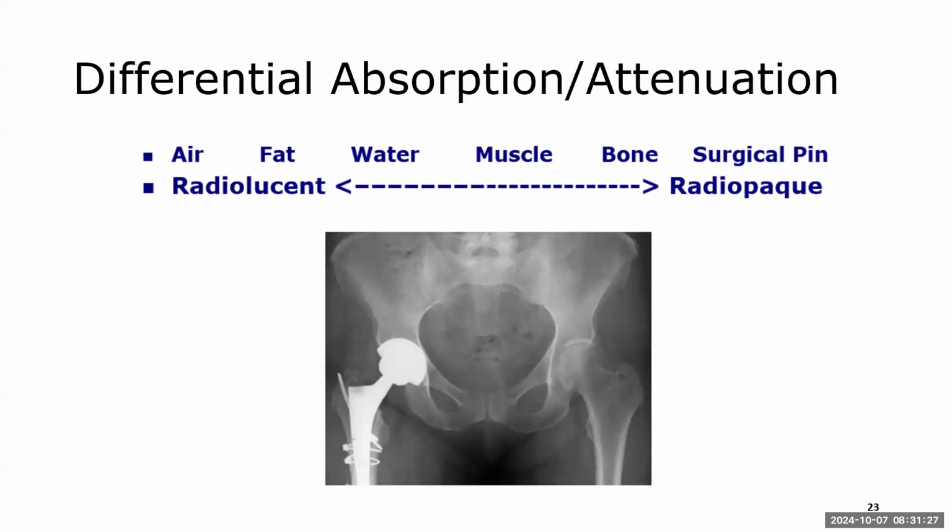Okay, and this slide is just to help you have a visual of differential absorption and attenuation. You can see those terms, radiolucent and radiopaque, we learned from the very first week. Radiolucent meaning what? Do the photons make it through or they don't? They make it through. Things like the X-ray table have to be radiolucent because we want the photons to make it through.